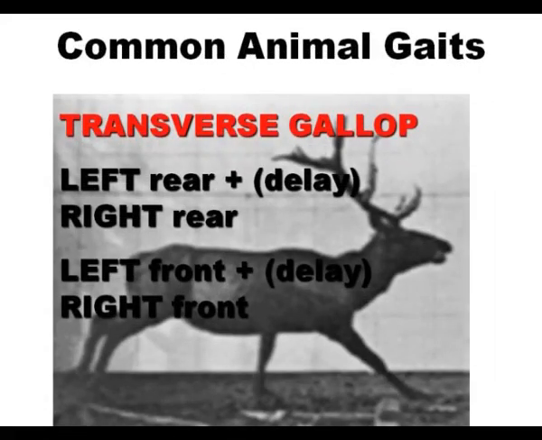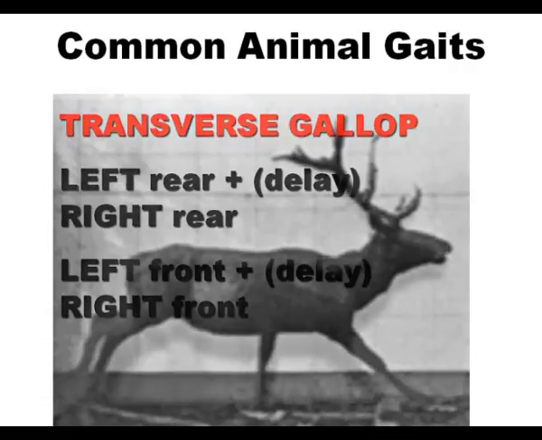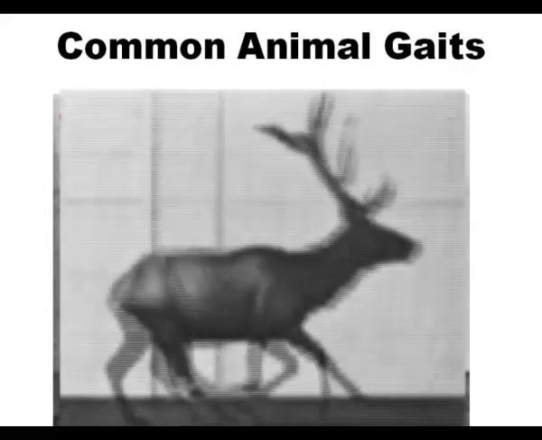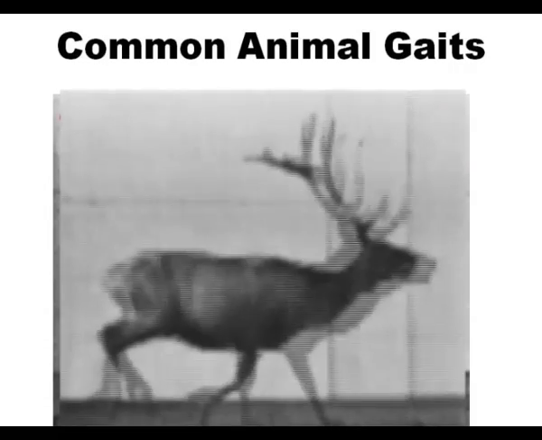Transverse gallop, an elk here is doing it. Left rear and then right rear, but with a slight delay. Then left front and right front with a slight delay. Those two, then those two. Clippity, cloppity, clippity, cloppity, right?